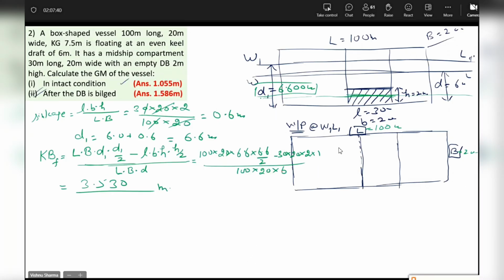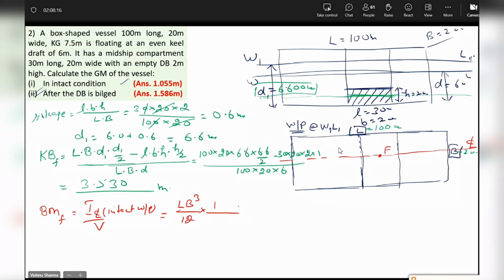Okay. Let's go to the water plane area at W1, L1. It's fully intact. So where will be the center of flotation? Here. What will be the axis, the center line? I'm sure you'll agree. BM in the bilged condition, BM final, will be ICL of the intact water plane upon V. Fortunately, the full water plane is intact. So it will be LB cubed by 12. And volume of displacement, lost buoyancy method.